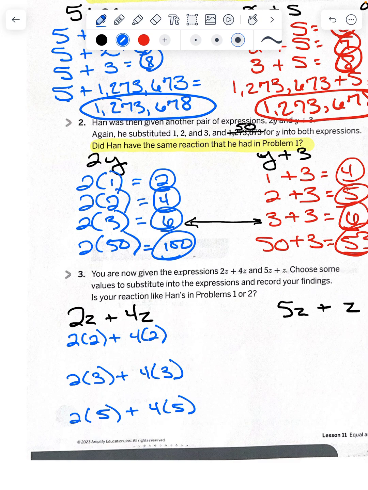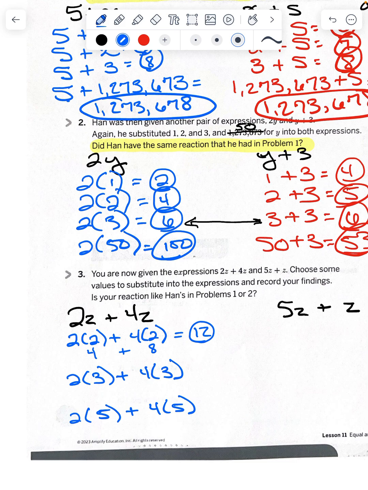Okay, so few things. Remember, order of operations comes into play with this problem because we have 2 times z plus 4 times z. Order of operations says that you must multiply both sets before you add, which is why I gave myself a little bit of space to do the work. So if I do 2 times 2, I get 4. And then jumping over to 4 times 2, I get 8. Then you add the 2 together, and 4 plus 8 is 12.